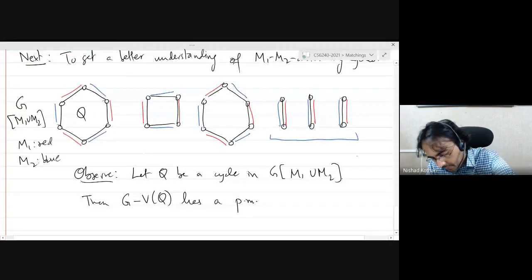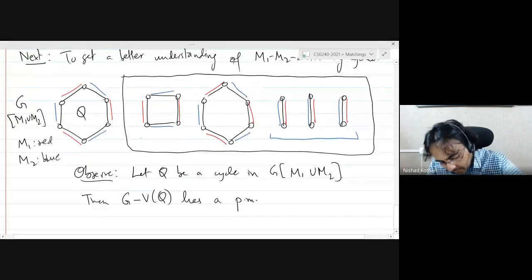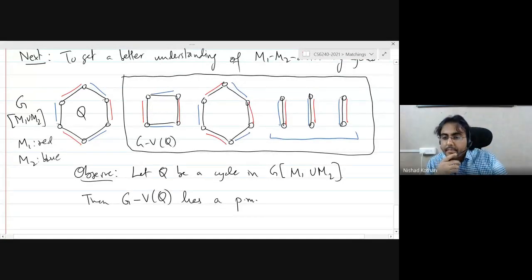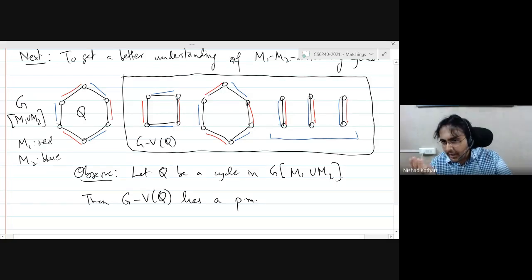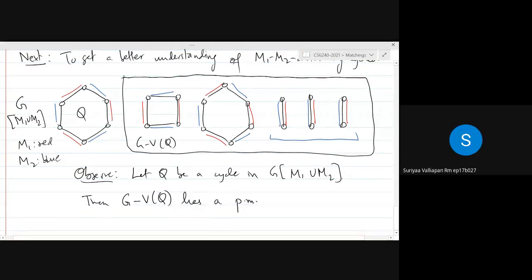So look at this graph. I claim that this graph has a perfect matching. Do you agree? If I take any one cycle and I look at the graph after removing the vertices of that cycle, this graph has a perfect matching. Do you guys agree? Do you see a perfect matching? You look at either the red or the blue's restriction to that graph, and that is a perfect matching.